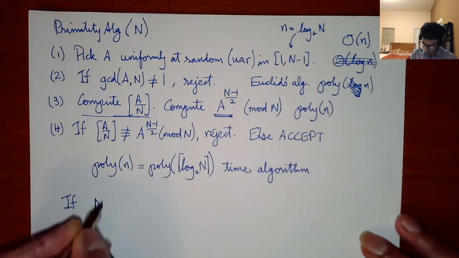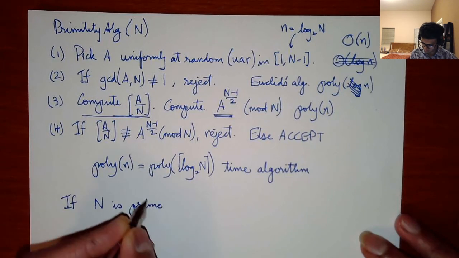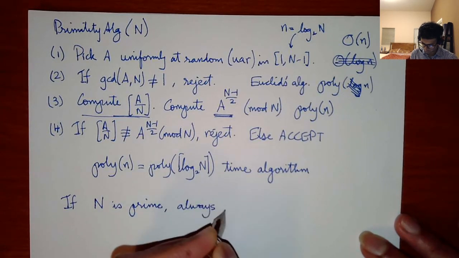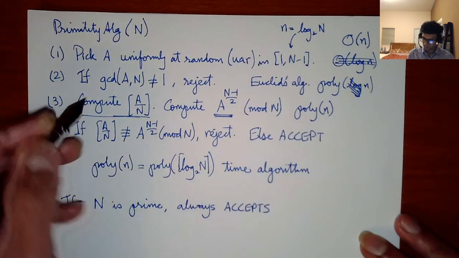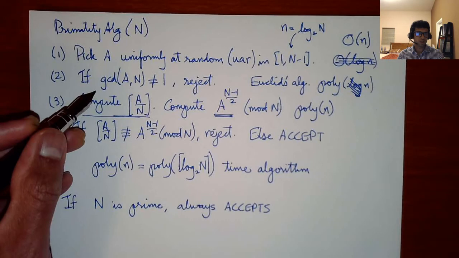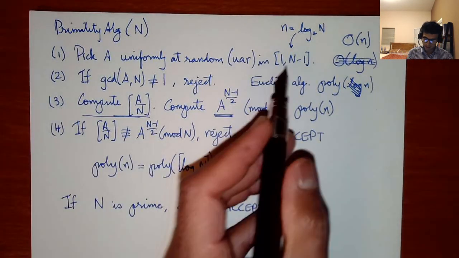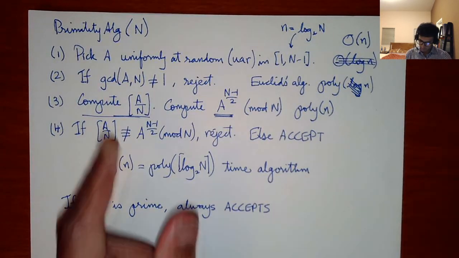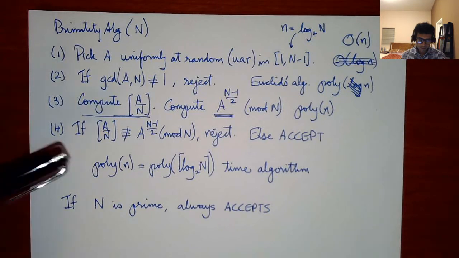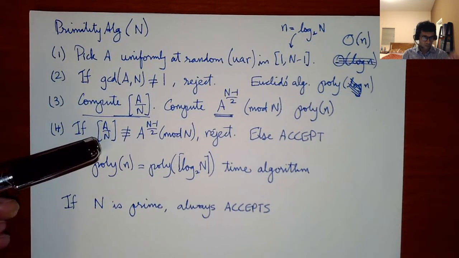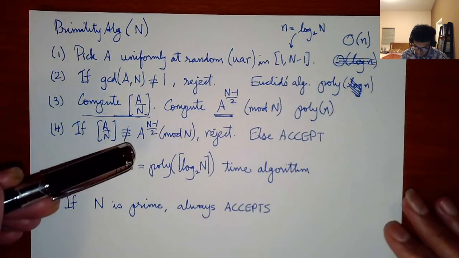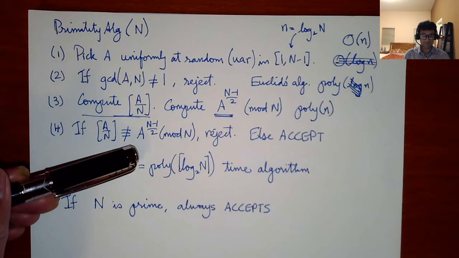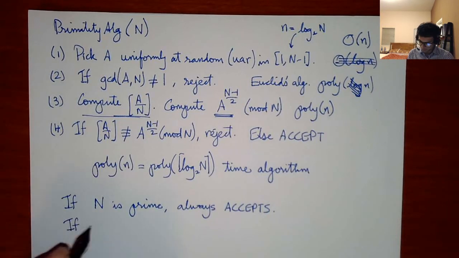So if capital N is prime, then this always accepts. Why? The GCD will always be 1, right? It's picking something from 1 to n minus 1. If n is prime, then it is coprime with every number less than it. So it's never going to reject there. And by the theorem we stated earlier, we know that the Jacobi symbol, which will actually be the Legendre symbol, is equal to A to the (n minus 1) divided by 2 modulo n. So it always accepts. Now the interesting case is if n is composite.